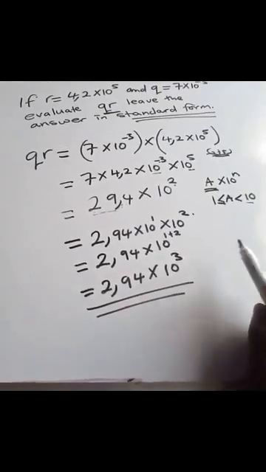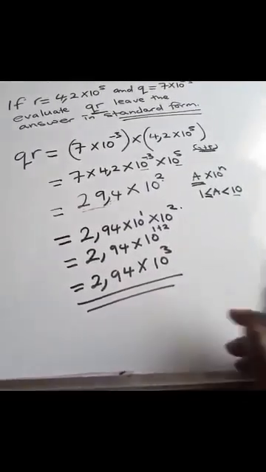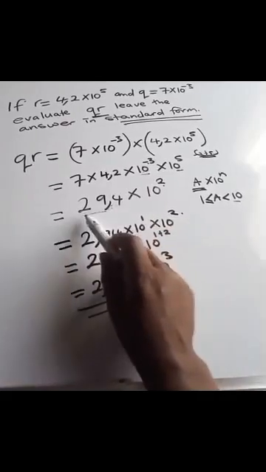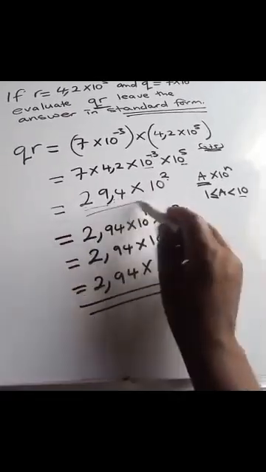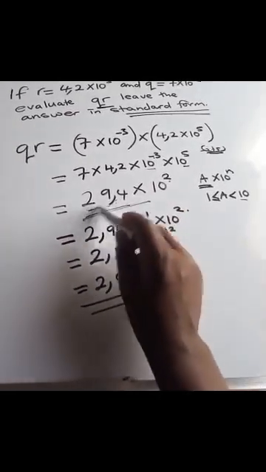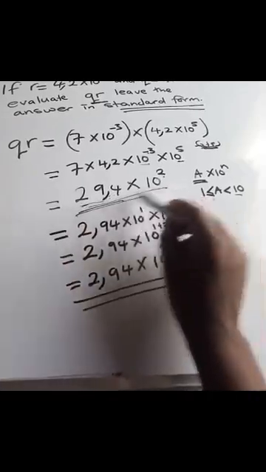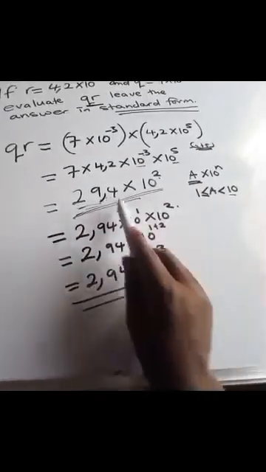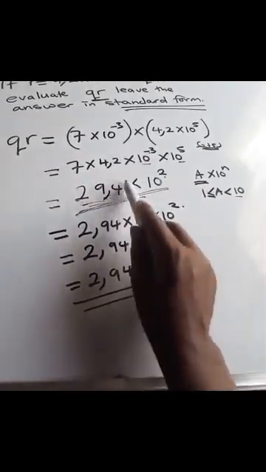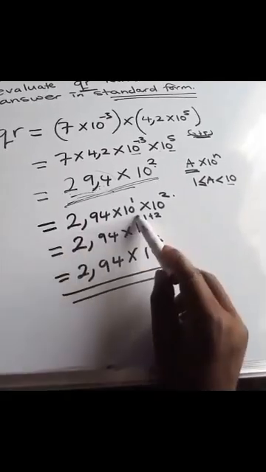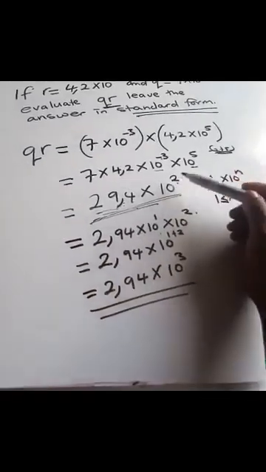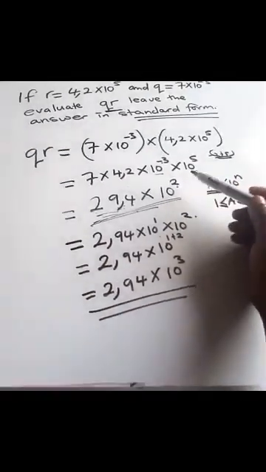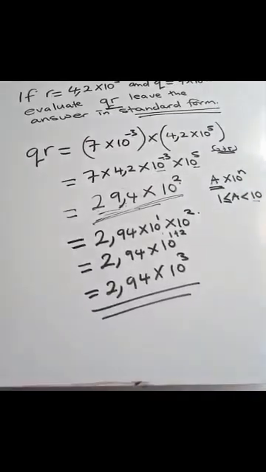So it's very important to understand that when you get the answer, don't leave it like this, because 29,4 is not in standard form, this number. So you have to convert 29,4 into standard form, you get this one. Then you multiply again by 10 to the power of 2, so that you get the answer.